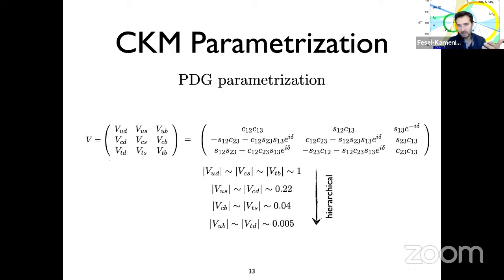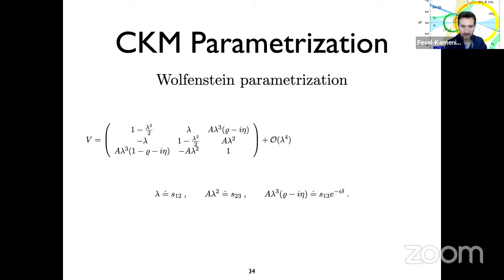And it turns out that due to the numerical values, so basically that VCB is almost the square of VUS, and that VUB is almost the cube of VUS, then one can think about parameterizing the sines of these angles in terms of an expansion in a parameter. And immediately after you do that, you end up very generally with this kind of parameterization.